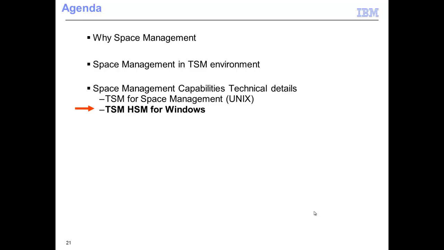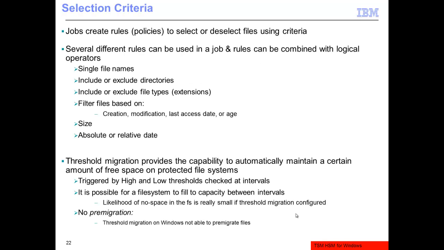Let's take a look now at TSM HSM for Windows. The criteria for selecting files in the HSM for Windows solution is a little bit different from the Unix solution. First of all, you're going to create some jobs, and these jobs are going to be rules that are used in selecting which files to migrate. And these rules can be a combination of different logical operators and information. For instance, the file names.